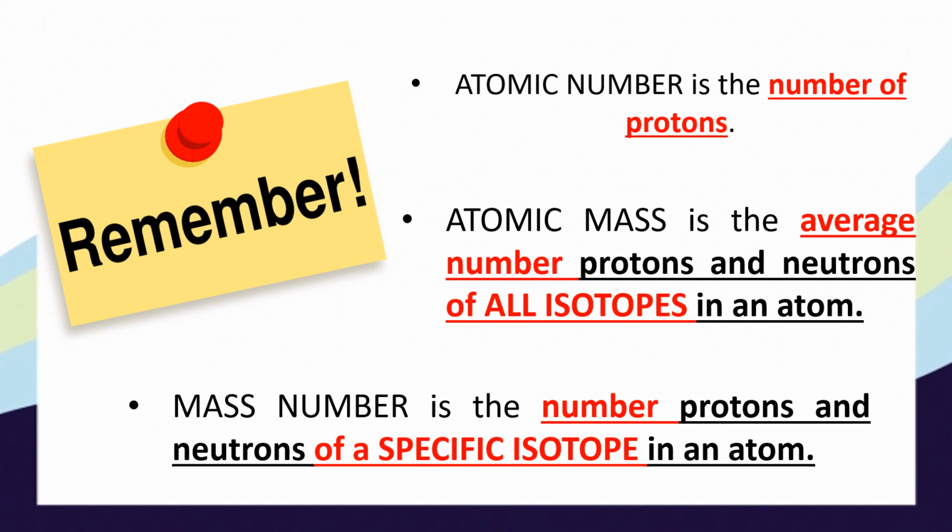We are done. But remember these 3 statements. Atomic number is the number of protons. Atomic mass is the average number of protons and neutrons of all the isotopes in an atom. And mass number is the number of protons and neutrons of a specific isotope in an atom.